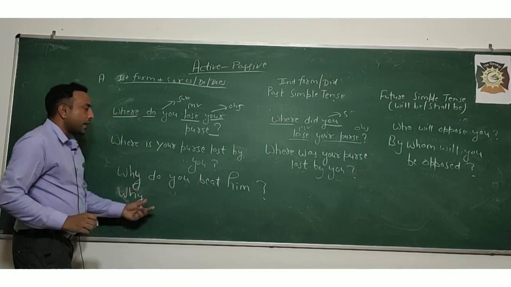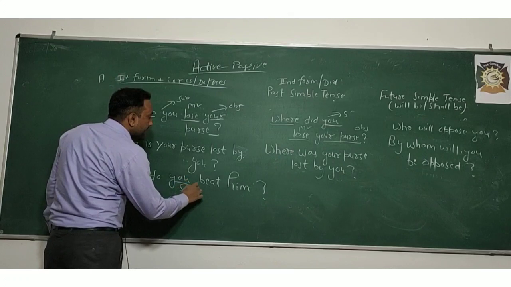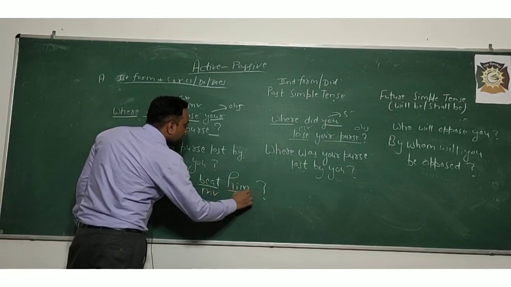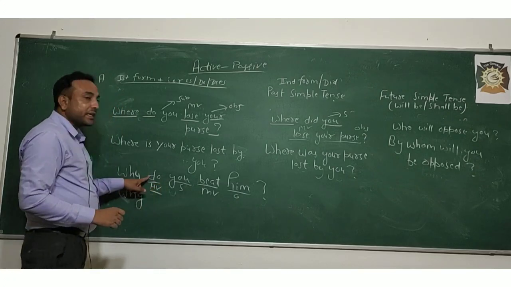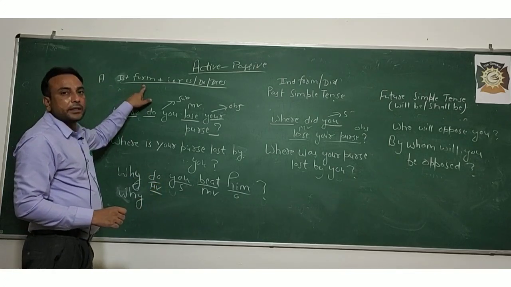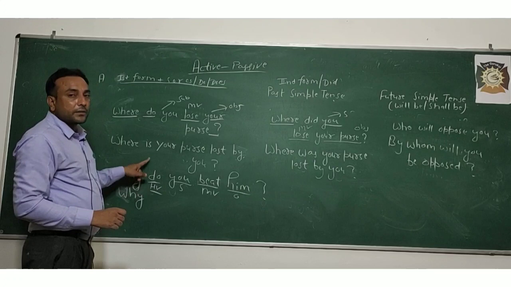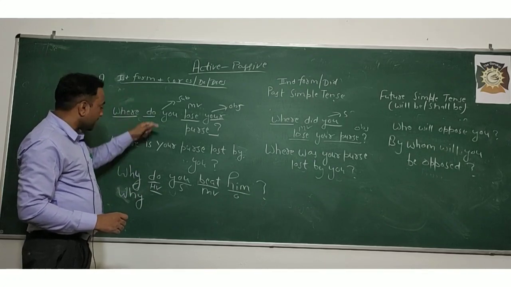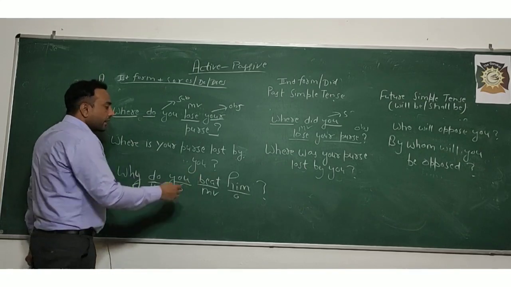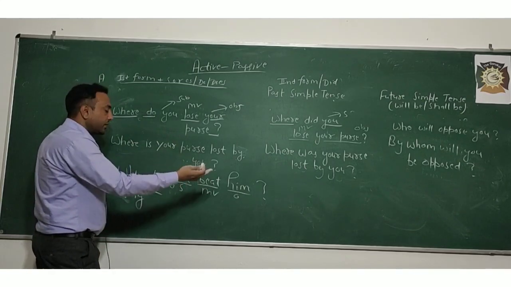"You" is the subject, "beat" is the main verb, "him" is the object, and "do" is the helping verb. This helping verb indicates that this is present simple tense. If there is do or does, it makes it clear that this is present simple tense. Why do you beat him? So "why" stays, and "him" changes into "he".